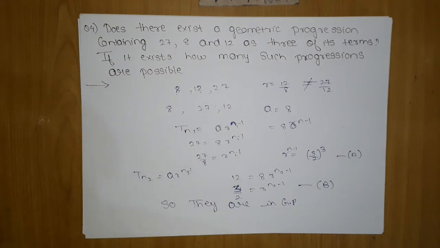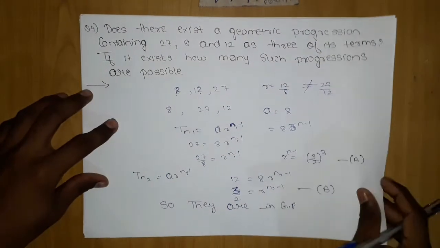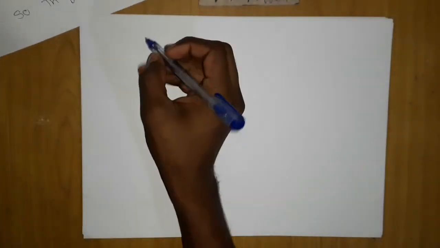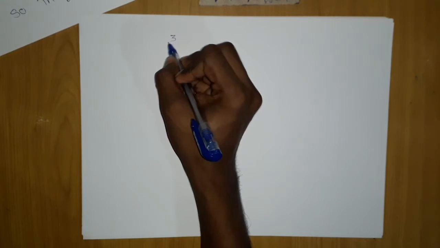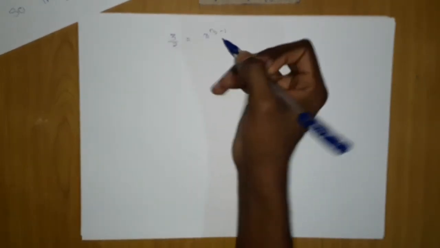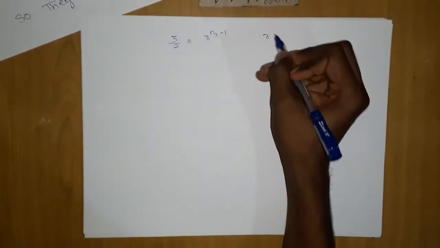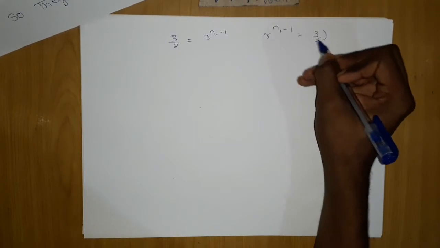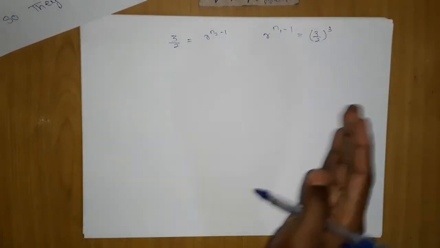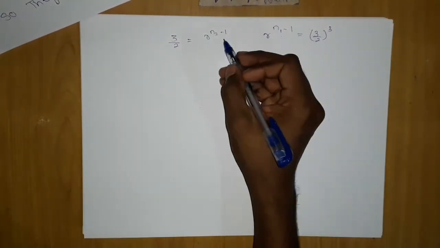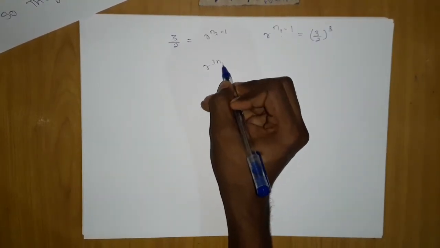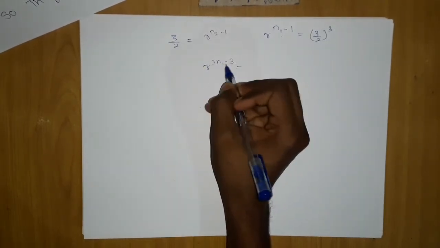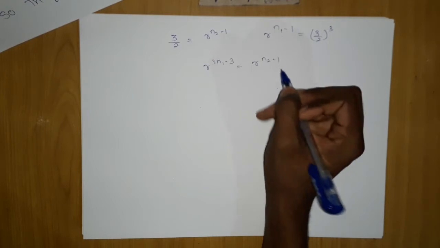Now you have to tell how many such terms are possible if it is a GP. Let me take the next page. As I have told, 3 by 2 is r to the power n2 minus n1, and r to the power n1 minus 1 was 3 by 2 the whole cube. Now you can see it is 3 times this one. So if I multiply by 3, the exponent 3 times n1 minus 1 should be equal to the exponent n2 minus 1.